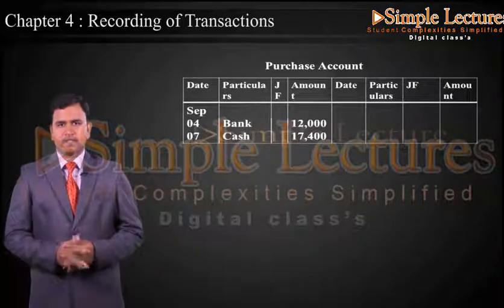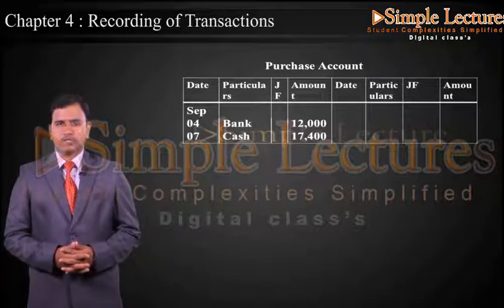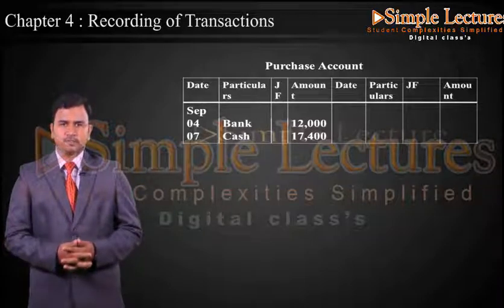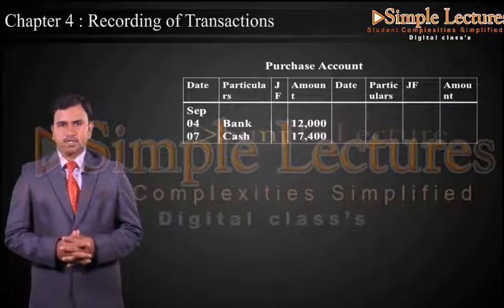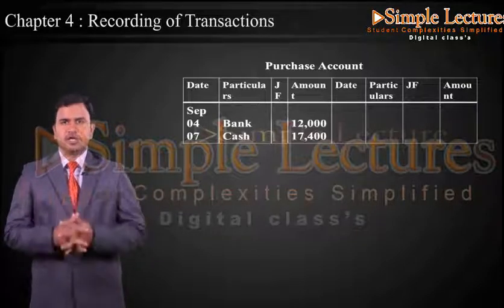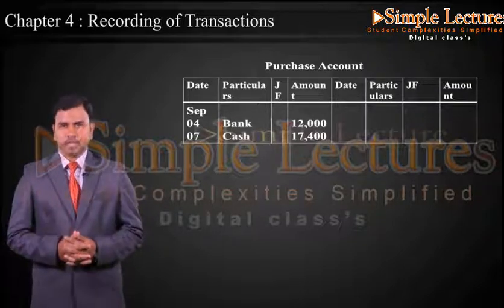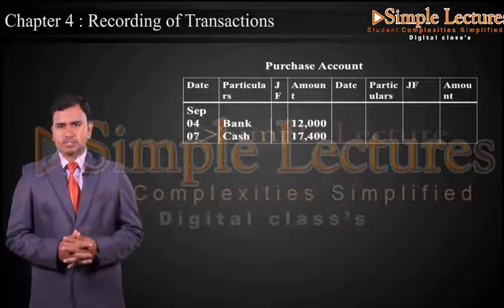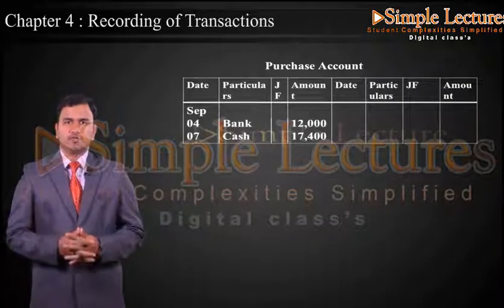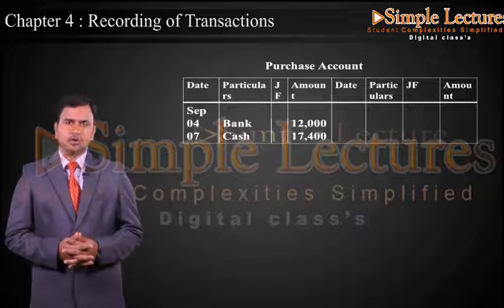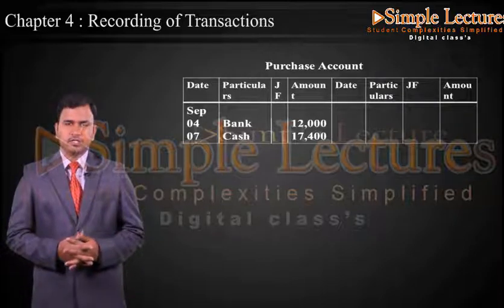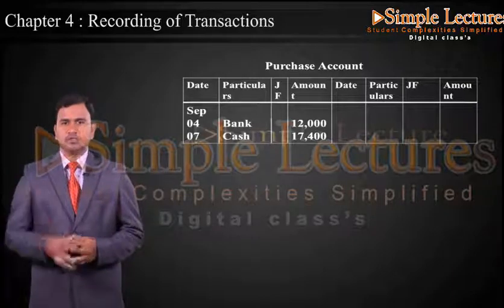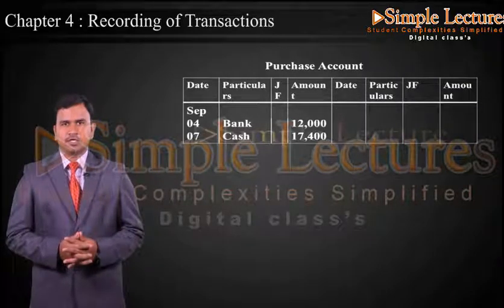29,400. Again coming to the double column cash book, we have another entry, which is sales. Once we are done with the purchase account, we have to see the next entry in the double column cash book. The next entry is sales. Coming to the sales, we have two particular entries, one on September 8 and another on September 16. Both have to be posted to the individual account called the sales account.